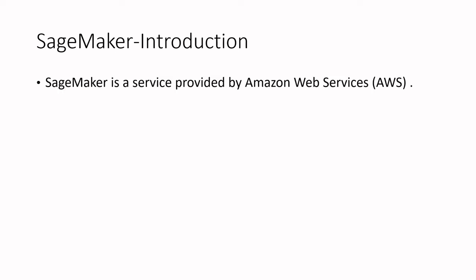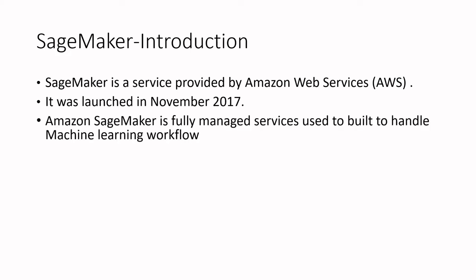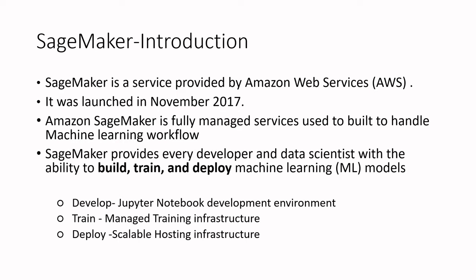In this lecture, we'll see what SageMaker actually is. SageMaker is a service provided by Amazon Web Services, which we also call AWS. It was launched in November 2017. Amazon SageMaker is a fully managed service used to handle a complete machine learning workflow. SageMaker provides every developer and data scientist with the ability to build, train, and deploy machine learning models.